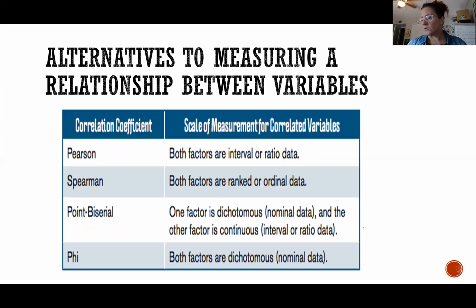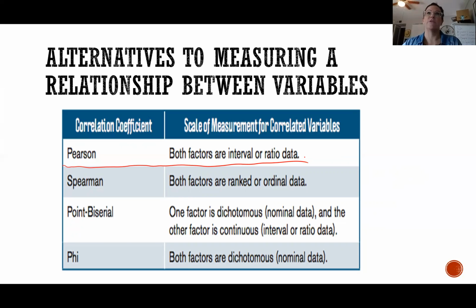So there are alternatives. Remember Pearson R, you have those assumptions, and one of them is that it requires a linear relationship. But it's also necessary with a Pearson to have both variables measured on a continuous scale of measurement. But sometimes that's not always the case. Sometimes we have other measurement scales. So for Pearson R, what we just learned, both of the variables should be on an interval or ratio measurement scale.